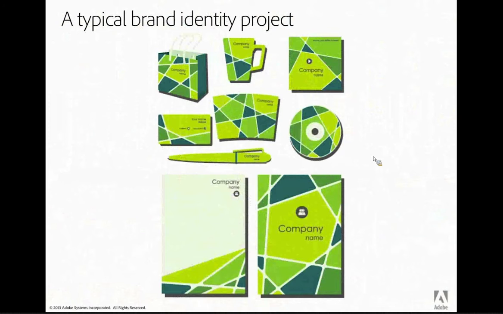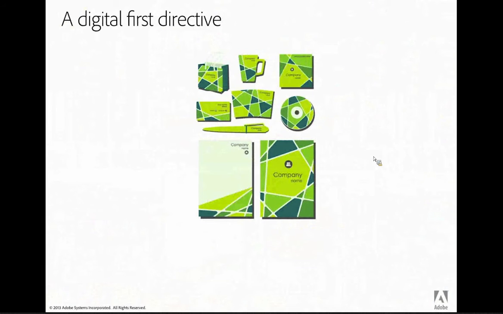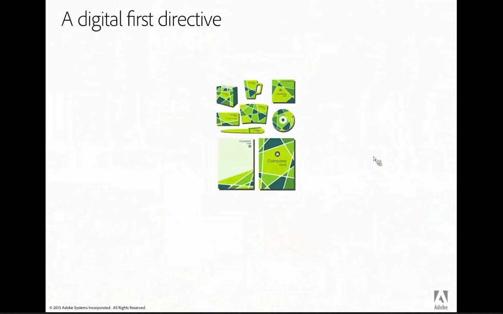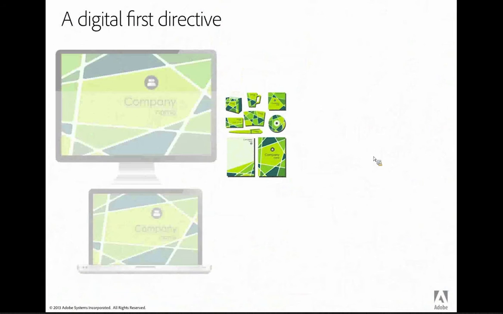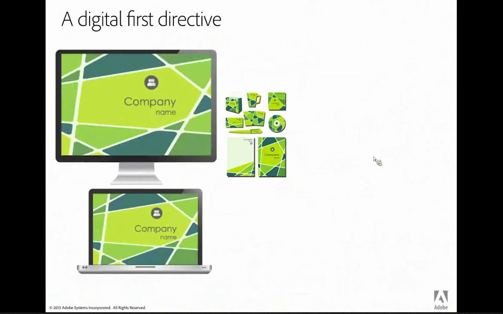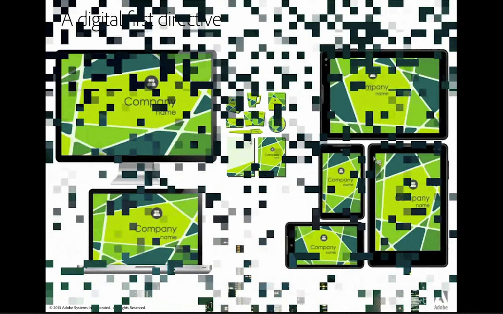So what does this mean for a typical design project now? For example, an identity project that might include a logo or a letterhead or things like that. This new paradigm represents a shift from print first to a digital first directive, and it means that designers are now tasked to create web content and content that's going to work across multiple devices that have different screen sizes and resolutions. And this is a big change in the work required from creatives.